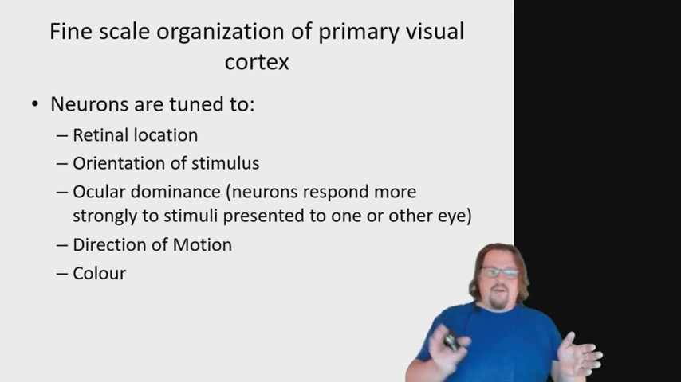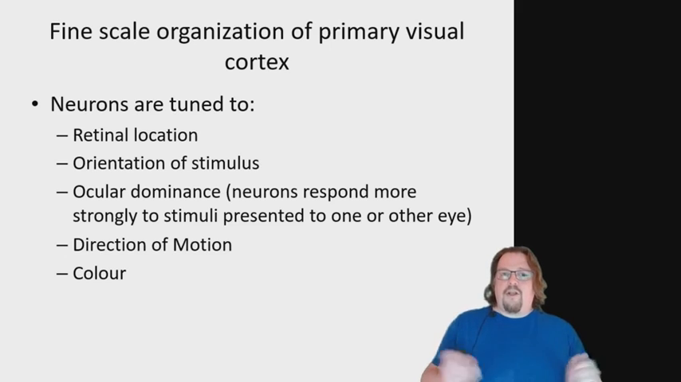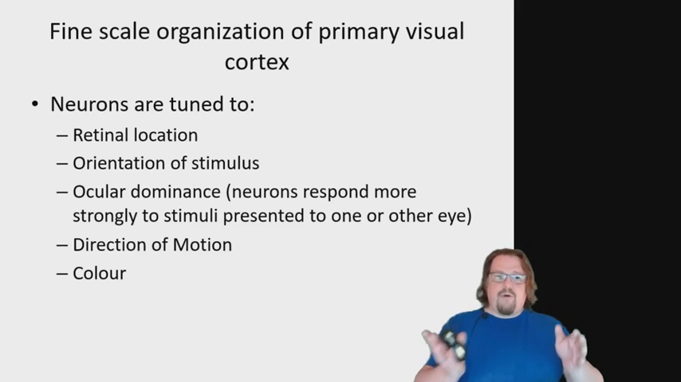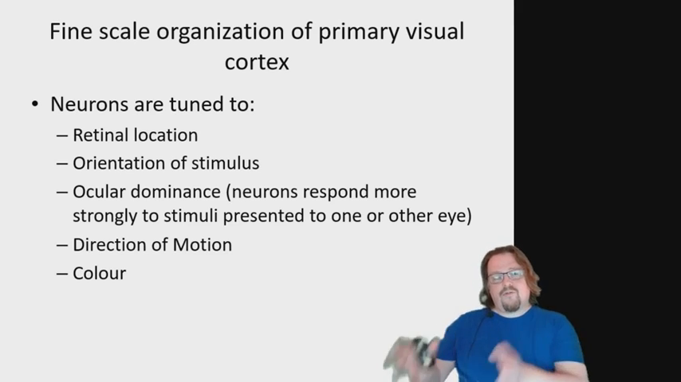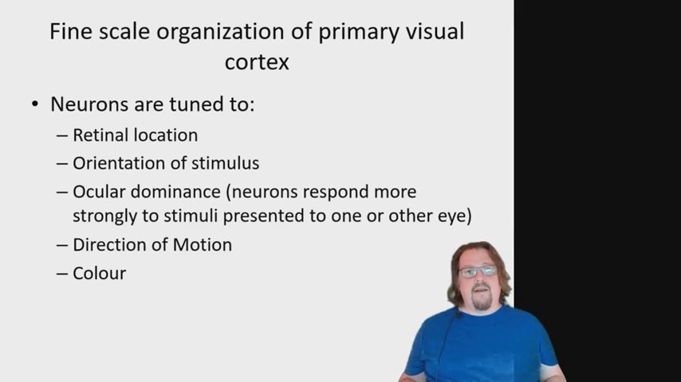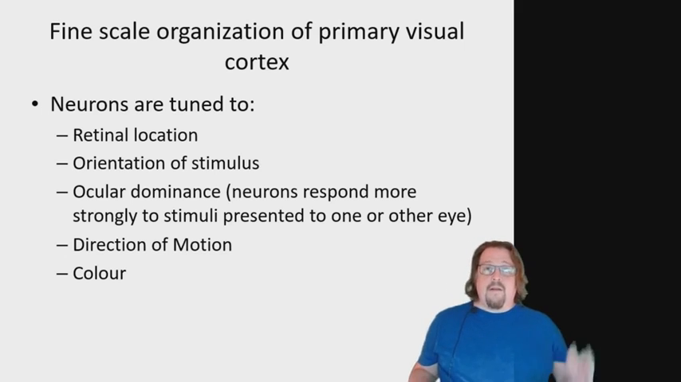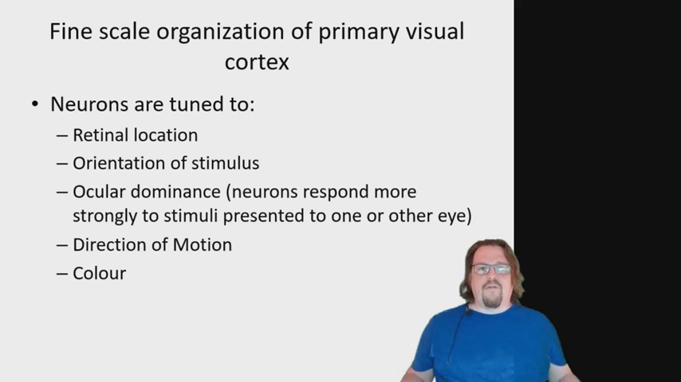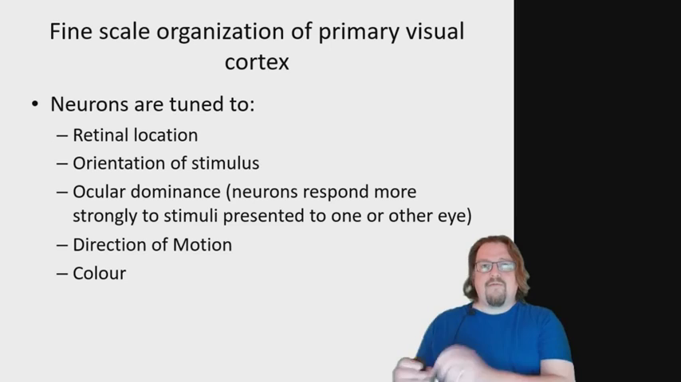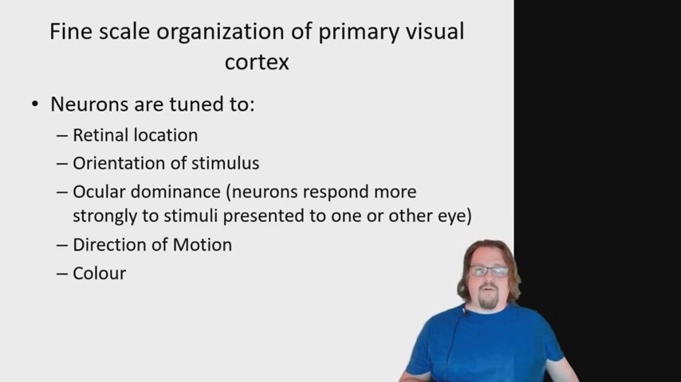But they're also tuned to respond to ocular dominance. In other words, some neurons respond more strongly to stimuli presented to the left eye, some respond more strongly to stimuli presented to the right eye. They're also tuned to the direction of motion and to different colours. So how is all of this information, how are these different tunings organised on the surface of the cortex? Is there any pattern, or are those neurons just arranged randomly in the primary visual cortex?